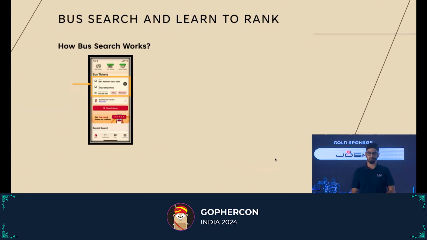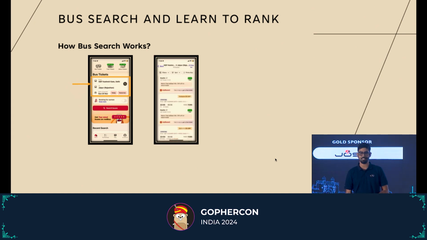To give you an overview of how bus search works, you basically search for a source city or a boarding point in the city, and a destination city or a dropping point in the destination city, for a particular date of journey. And you get a list of services which you can opt from.